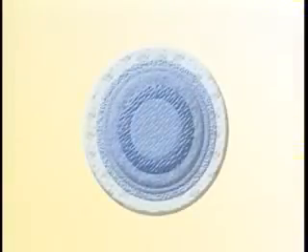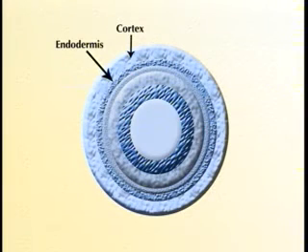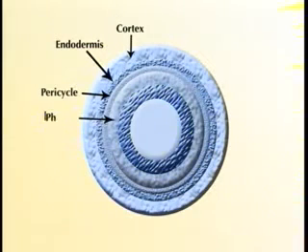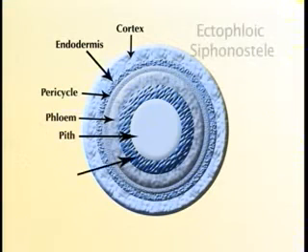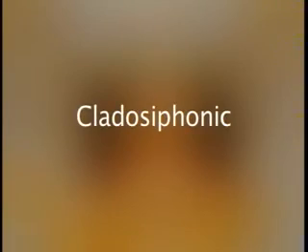Elaboration of siphonostele also followed two courses of evolution. The appearance of pith resulted in the formation of a stele consisting of a central pith surrounded by a complete ring of xylem, which in turn was surrounded by a complete ring of outer phloem, pericycle, and endodermis. Such a stele was named as ectophloic siphonostele. In its simplest form, such a stele is uninterrupted by leaf gaps and is called cladosiphonic.